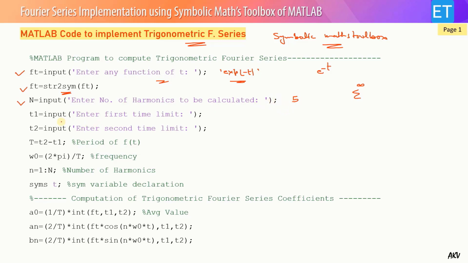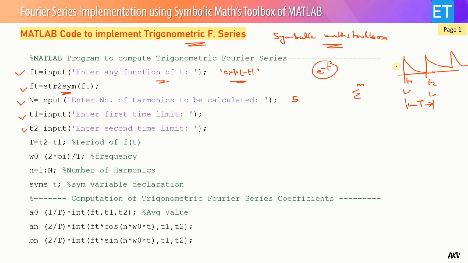Then we enter t1 and t2. These are your time limits. For example, if you enter e power minus t, then you actually have to define the time limits over which this function is defined, from t1 to t2. So you have to give these 2 time instances between which your function is defined. From that you can calculate the time period of this periodic function also.